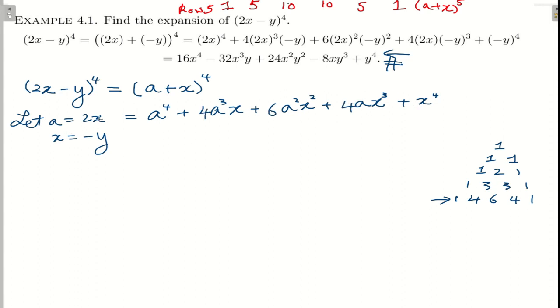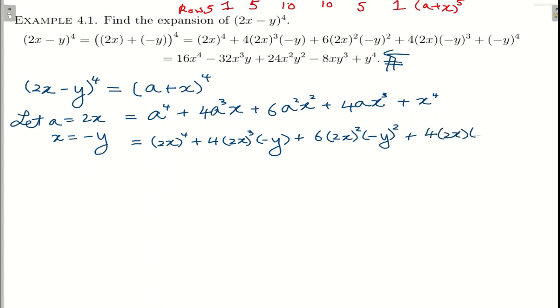And then we substitute a equal to 2x into this expansion. We have (2x) to the power of 4 plus 4 times (2x) cubed times (minus y), then plus 6 (2x) squared (minus y) squared, and then plus 4 (2x) (minus y) cubed. Finally, we add (minus y) to the power of 4. 2 to the power of 4 is 16 x to the power of 4, plus 2 cubed is 8, times 4 is 32 x cubed. And then minus y to the power of 1 should be minus, so we change this back to minus.